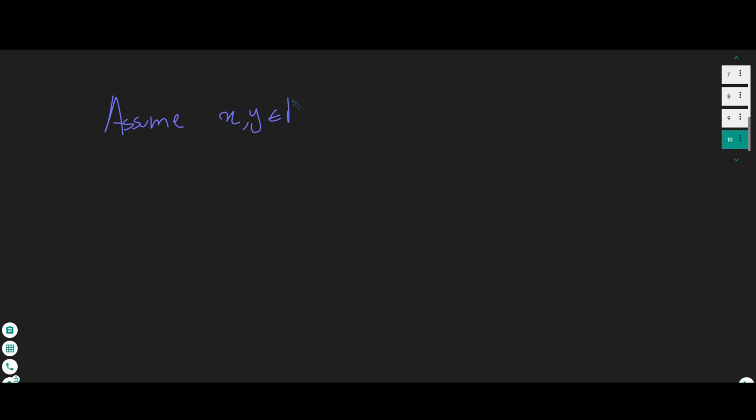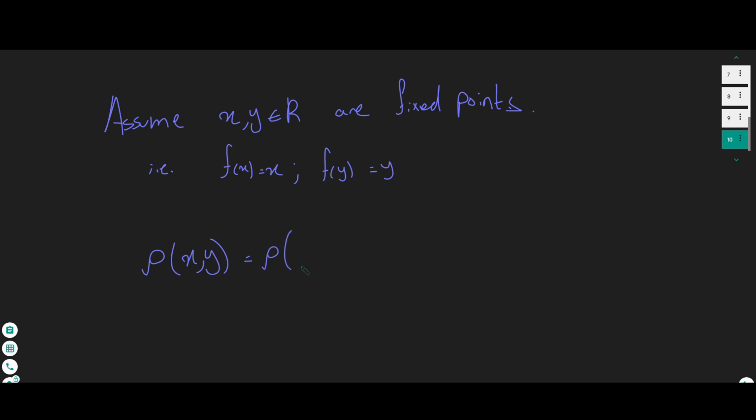So assume x and y in R are fixed points, which means apply f to x gives you x, apply f to y gives you y. Okay? Here we assume there are two fixed points. Now let's see what would happen on the metric between them. Take the distance between x and y. Okay? Well, since the points are the same as the function applied to them, this is the same thing as rho of f of x, f of y.